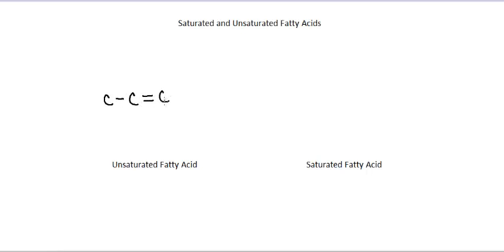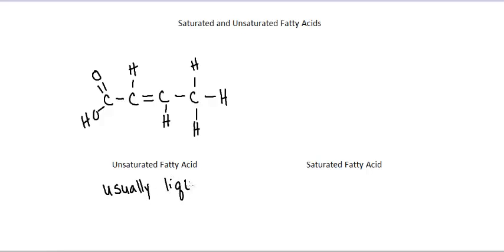Now, I'd like to talk to you about saturated versus unsaturated fatty acids. Right now, I'm drawing an unsaturated fatty acid. Like all acids, you have the COOH, but with an unsaturated fatty acid, if you look between your carbons, you have a double bond. This will help you recognize it as an unsaturated fatty acid.